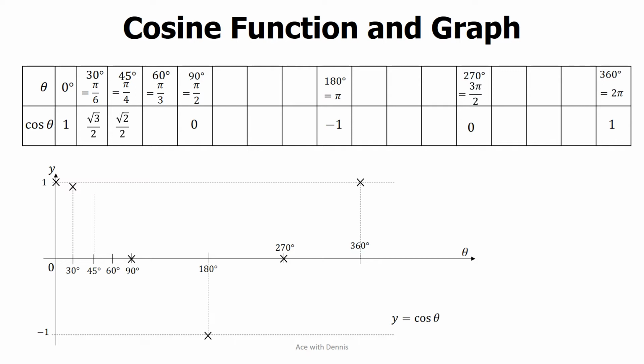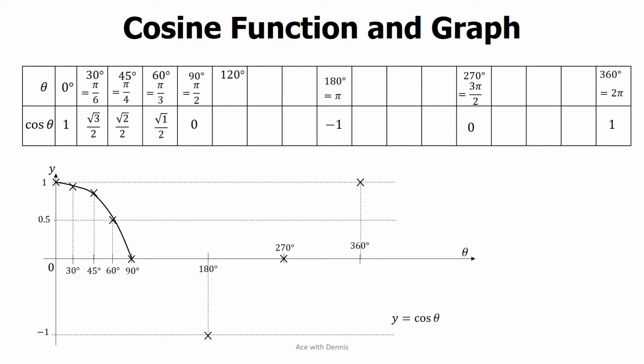Cosine 45 degrees is root 2 over 2. On the graph, it will be at this point. Cosine 60 degrees is 1 over 2, which is half, right? So it's 0.5, which is this point. And now we can join these points together, we get this curve.